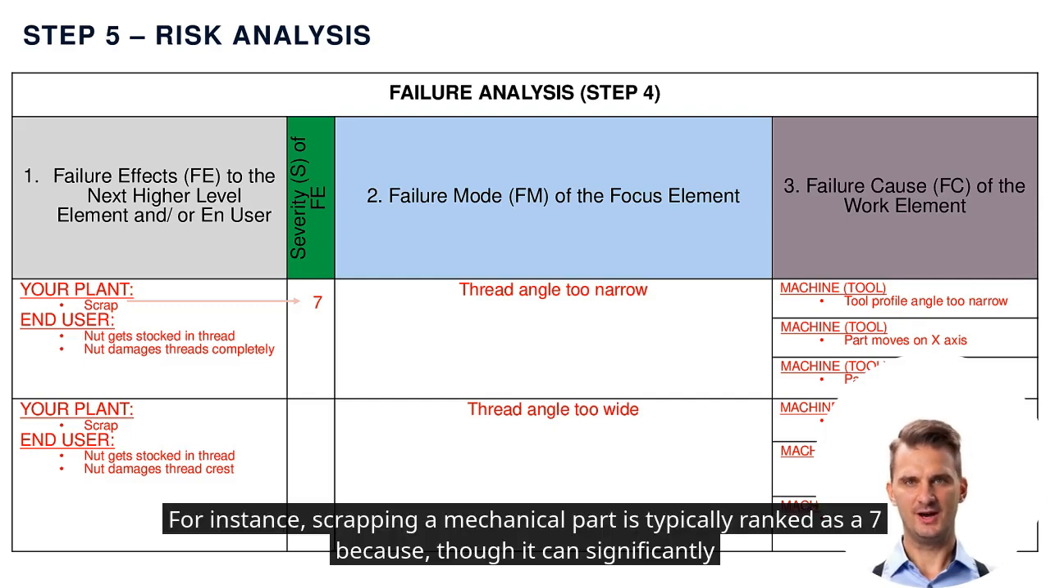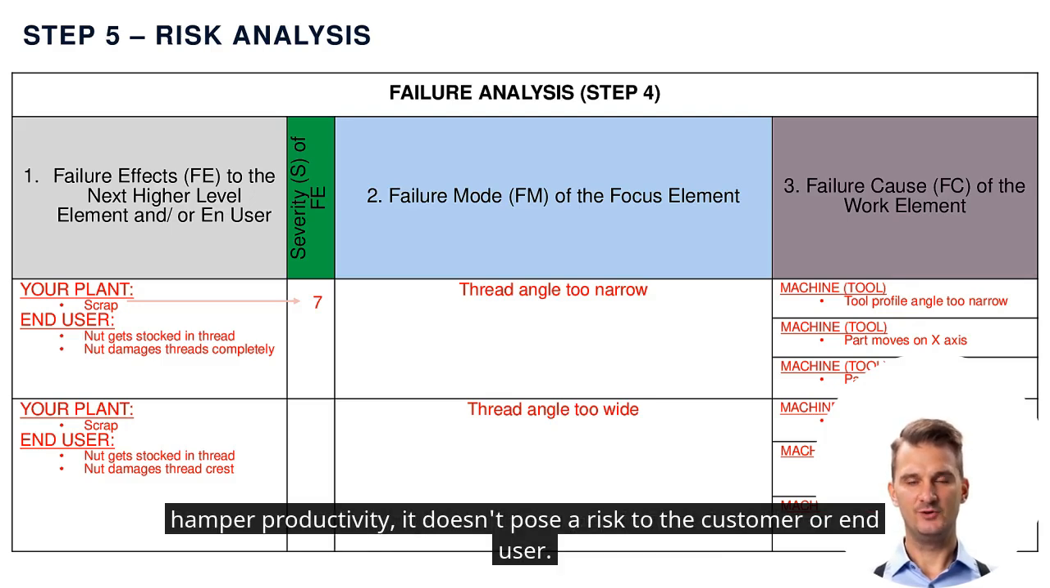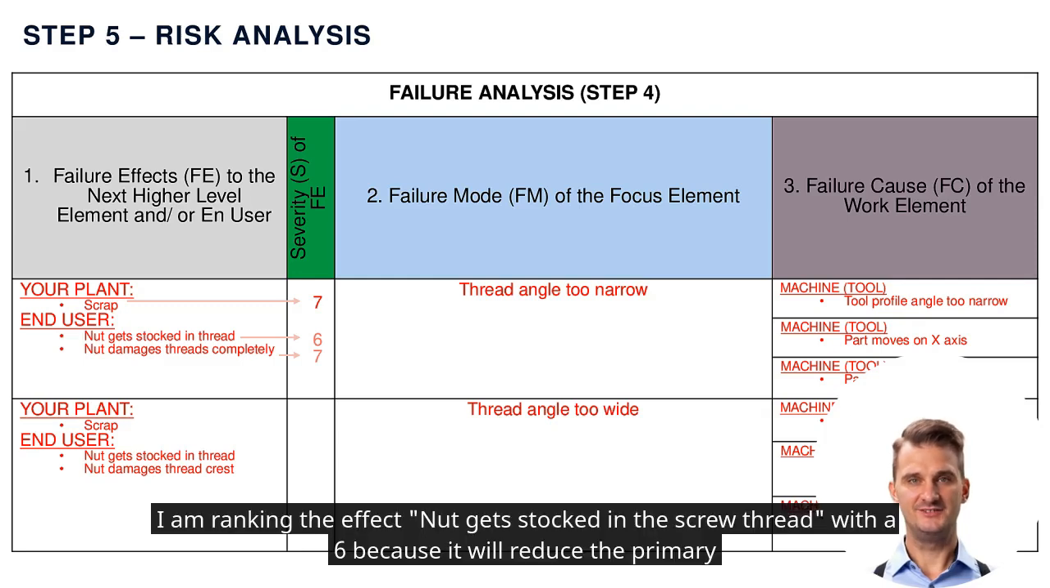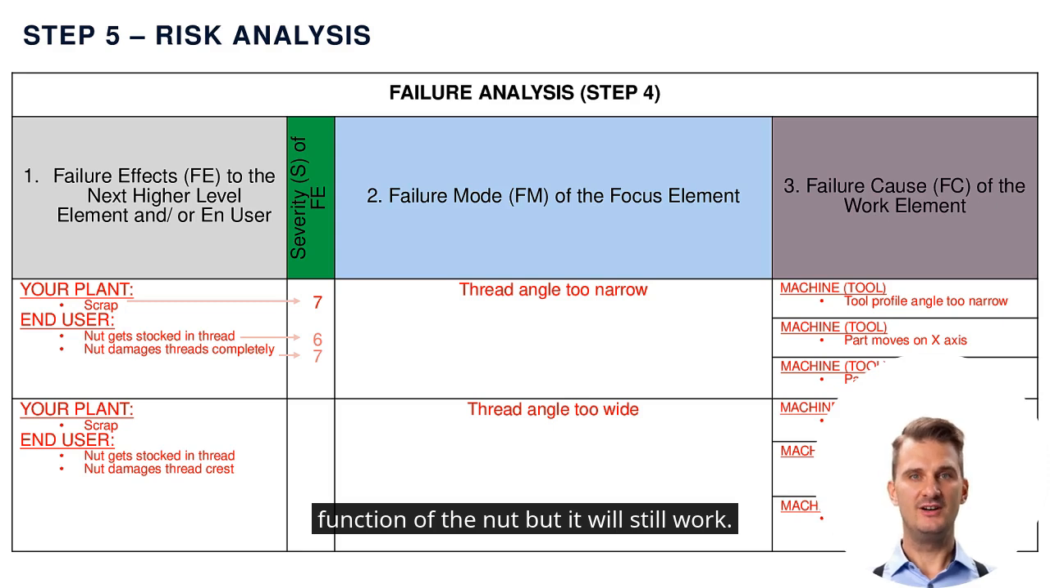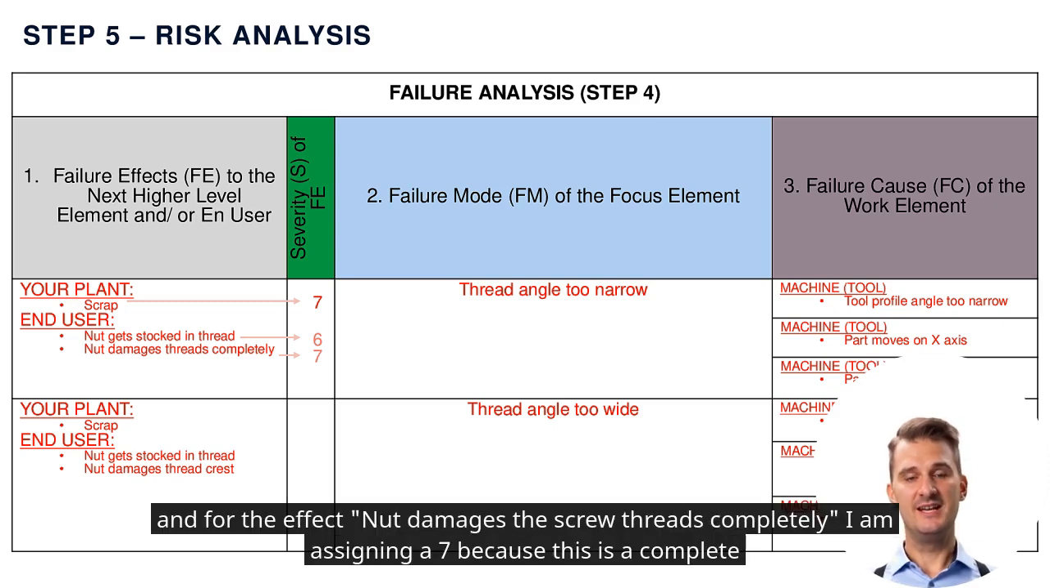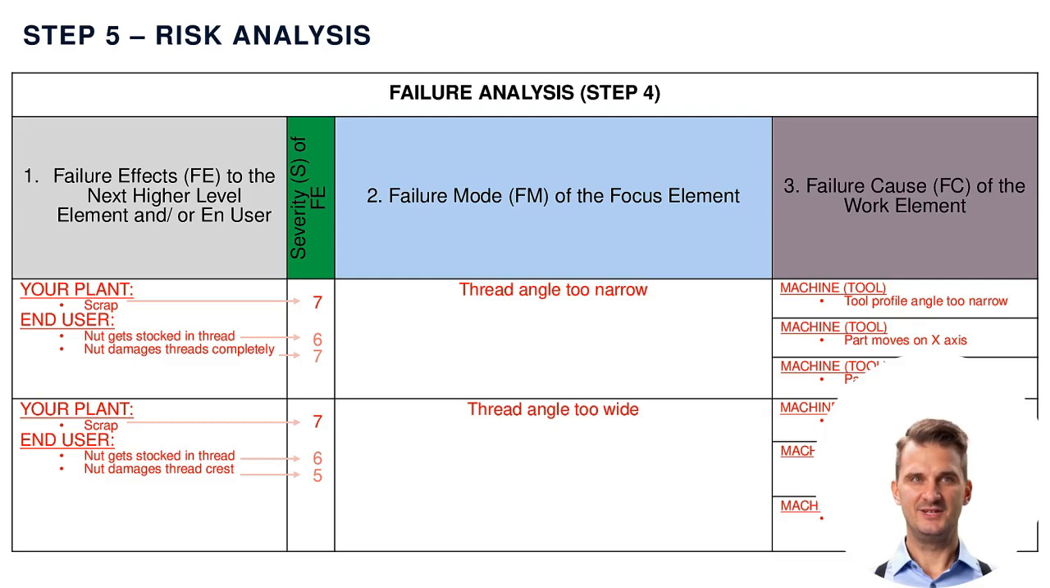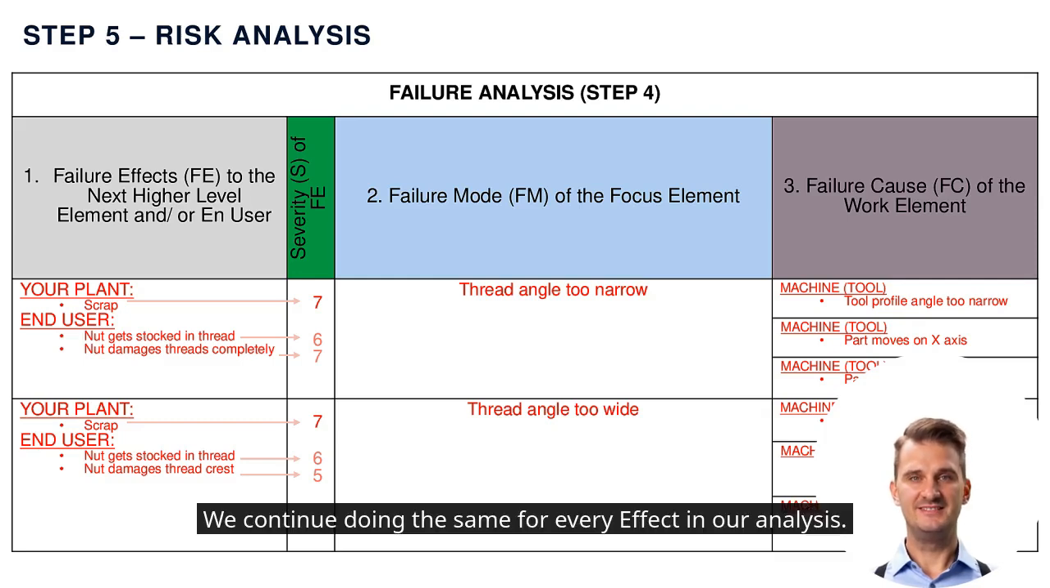For our example, I will base the rankings on common practices. For instance, scrapping a mechanical part is typically ranked as a 7 because though it can significantly hamper productivity, it doesn't pose a risk to the customer or end user. I am ranking the effect nut gets stuck in the screw thread with a 6 because it will reduce the primary function of the nut, but it will still work. And for the effect nut damages the screw threads completely, I am assigning a 7 because this is a complete loss of the primary function of the nut. We continue doing the same for every effect in our analysis.